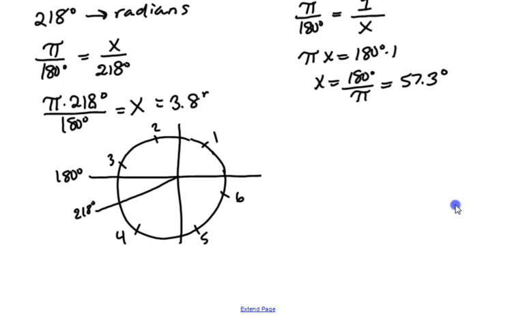I probably could tell you a lot more about radians, but I think I'll stop there. That gives you a good idea of converting back and forth between radians and degrees.